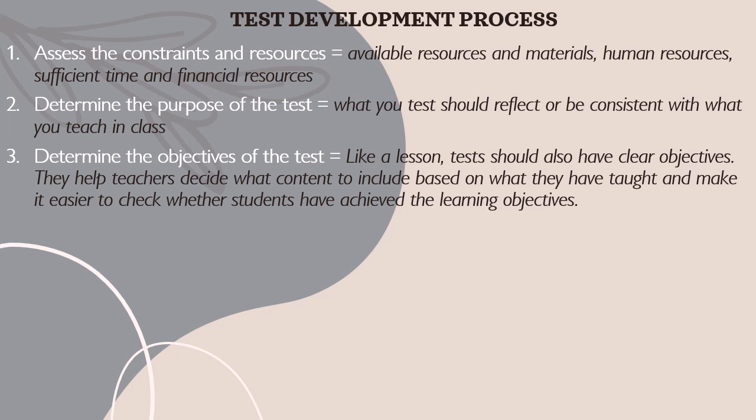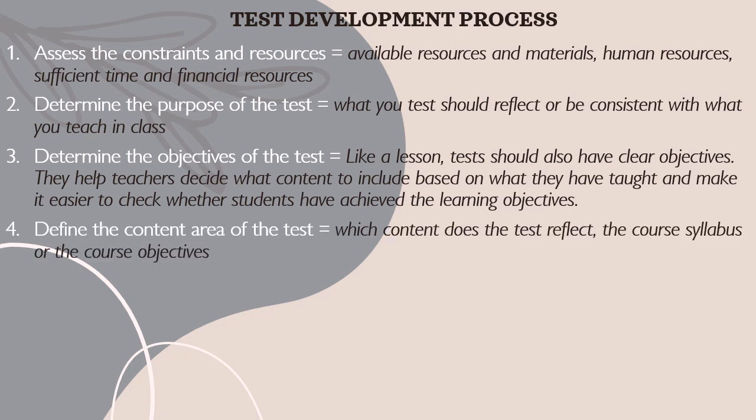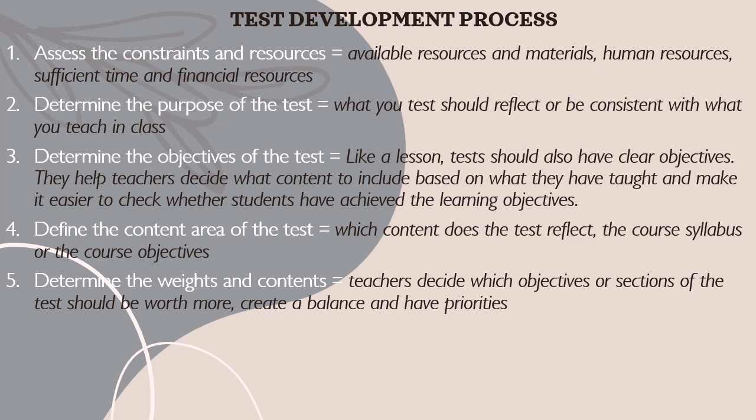Step number 5 is determining the weights and the contents. This basically means deciding which objective of your test, which section of your test, should be given more scores or marks. However, only individual teachers know and can assign scores and importance to specific sections, because only they know what to prioritize that will meet their own objectives and the objectives of the course or lesson.